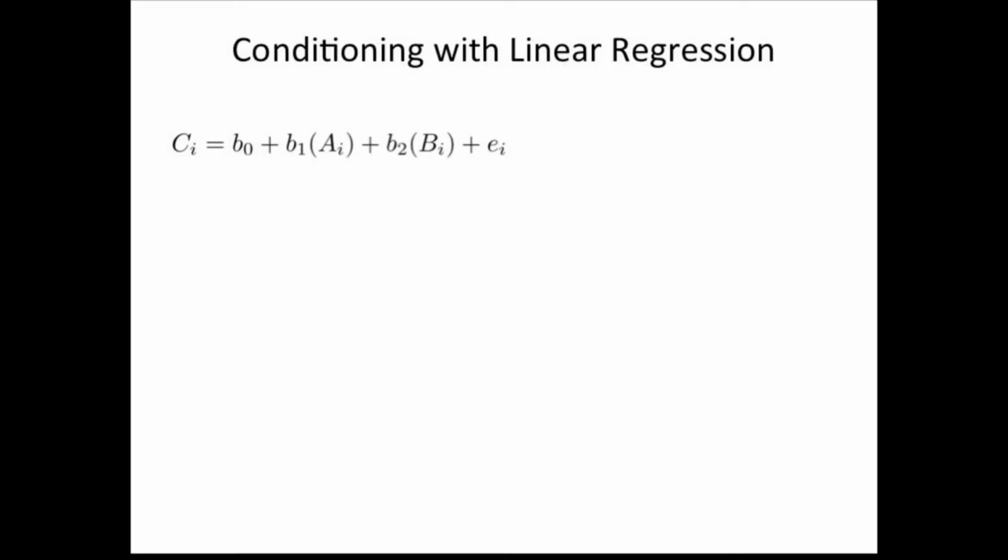So if we're looking at the difference between smokers and non-smokers, maybe C represents lifespan, maybe A represents smoking status, and maybe B represents socioeconomic status. Right? We want to condition on socioeconomic status. In the regression model, the way the interpretation works is that the effect of A is computed as if B had been held constant. And the effect of B is computed as if A had been held constant.